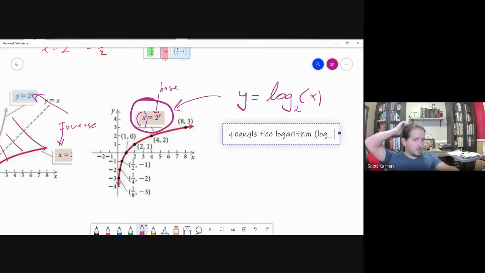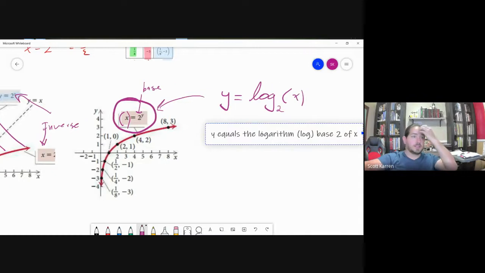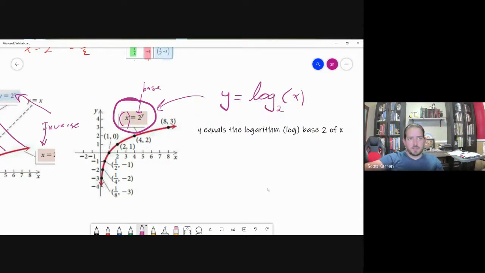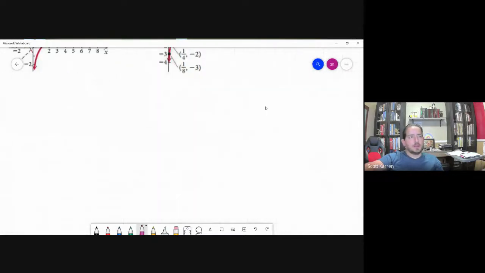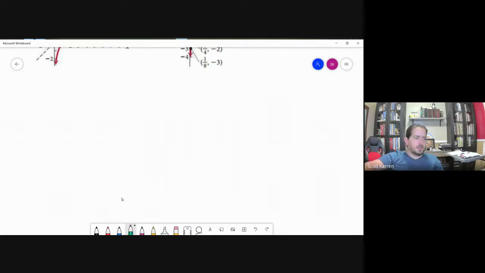So you can say logarithm or log. And that's how you would say that: y equals the logarithm base 2 of x. Okay. So that's essentially the way we can convert between an exponential and a logarithm. And I'll do a couple here.